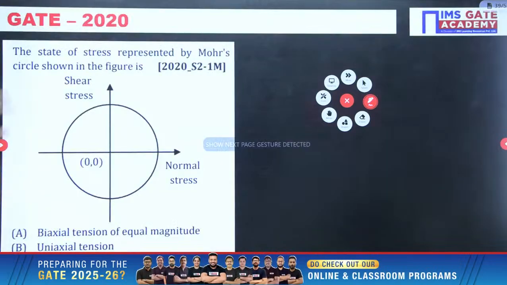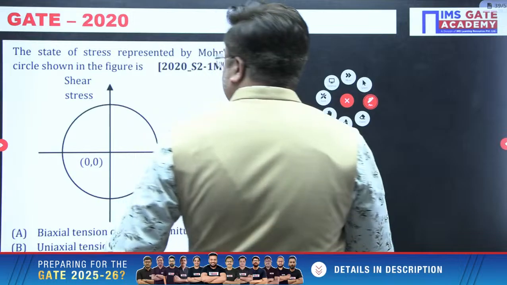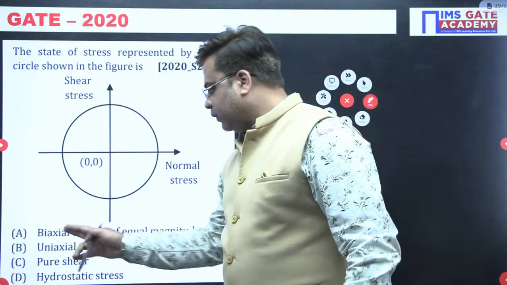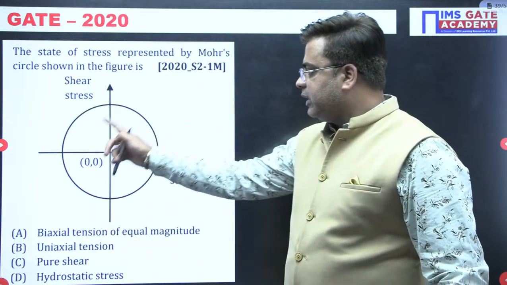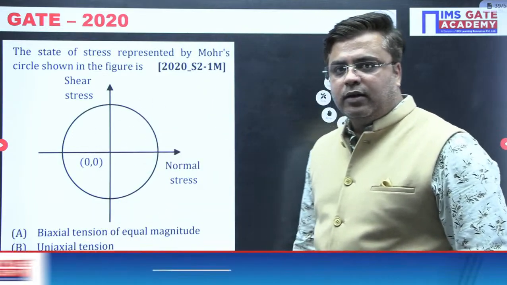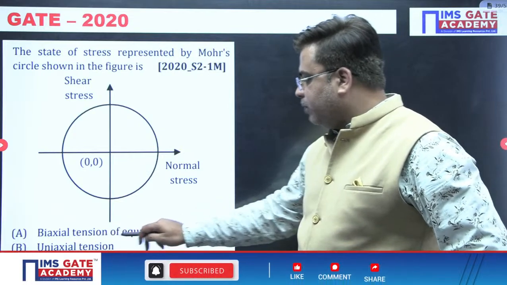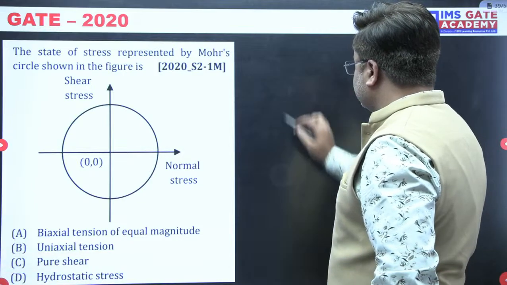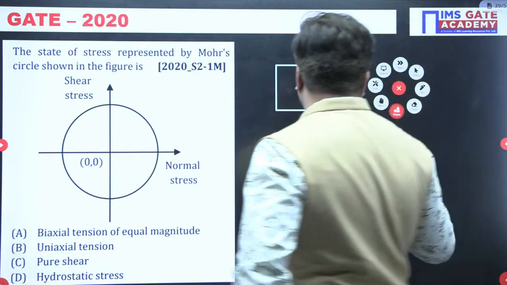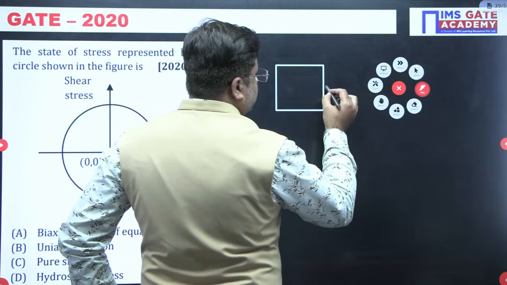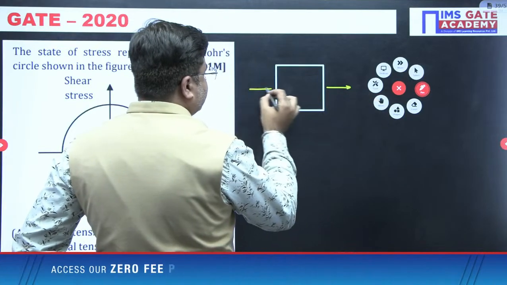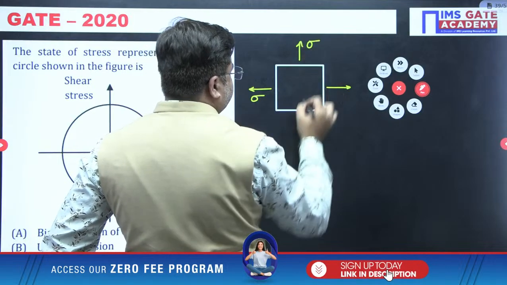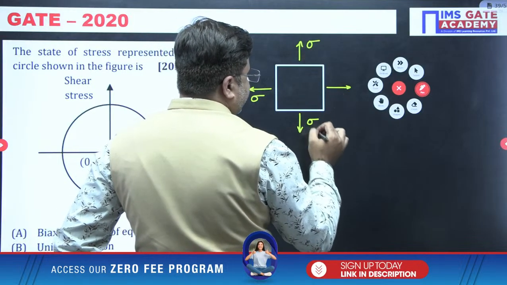This is the next question which says that the state of stress represented by the Mohr circle shown in the figure is. So first of all, which state of stress will represent this Mohr circle? So you have four options. First one is biaxial tension of equal magnitude. So for example, if you have the state of stress like this, biaxial tension means this. The normal stress acting in x and y direction are same, even magnitude wise and direction wise they are same. So this is the biaxial tension.